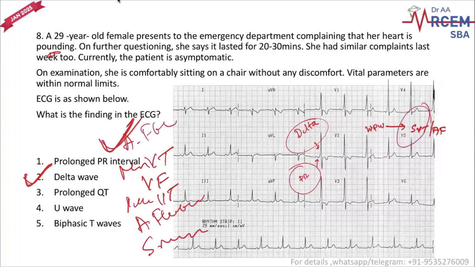So remember, it's an SVT or an AF that WPW or LGL syndrome predisposes to. So you need to be aware of this. Brugada syndrome predisposes to VT or VF. LGL or WPW syndrome predisposes to supraventricular tachycardia or atrial fibrillation.